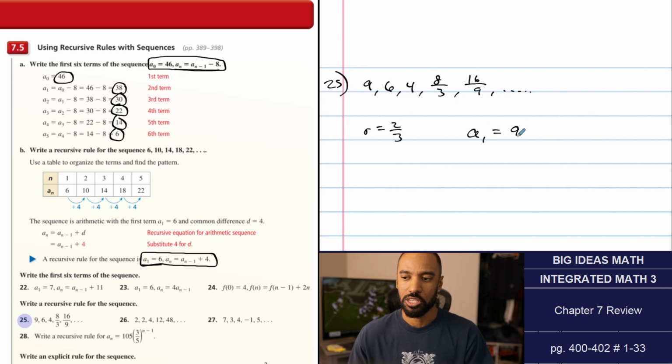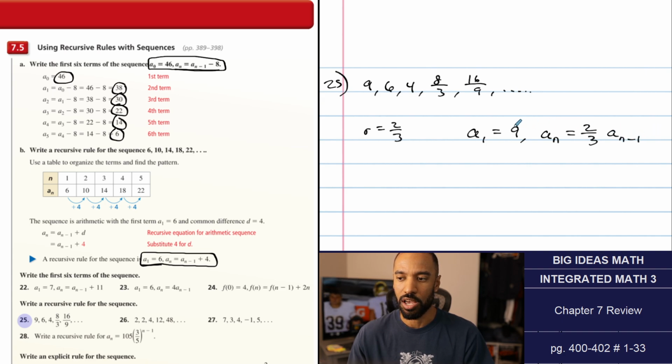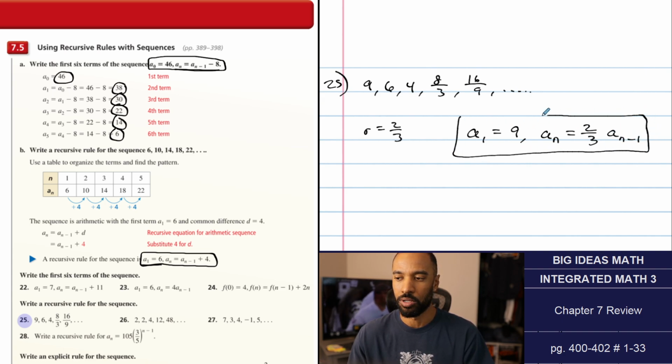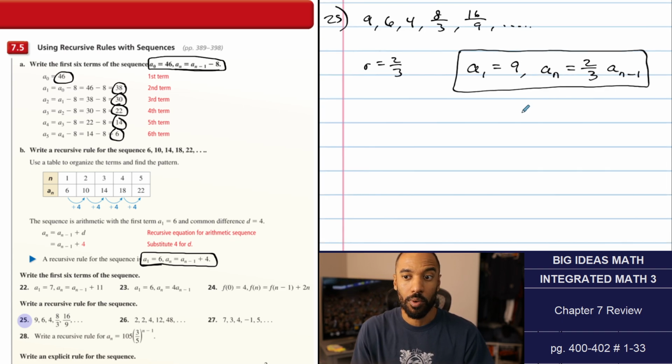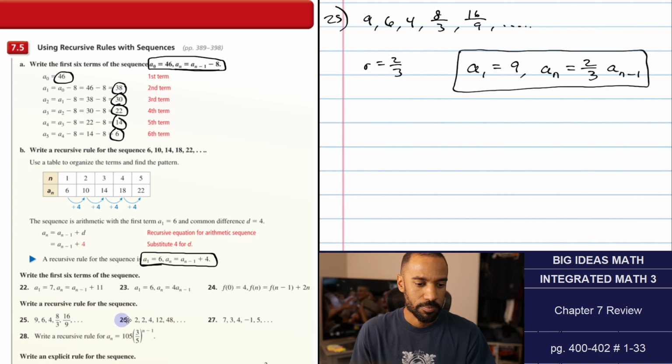Now the first term is 9, but we have to write that with the rule anyway. So I'm just going to write it here. First term is 9. The next term is found by taking 2/3 of the previous value. So that would be the rule that we write here. These will go relatively quickly, here, by the way. Number 26.